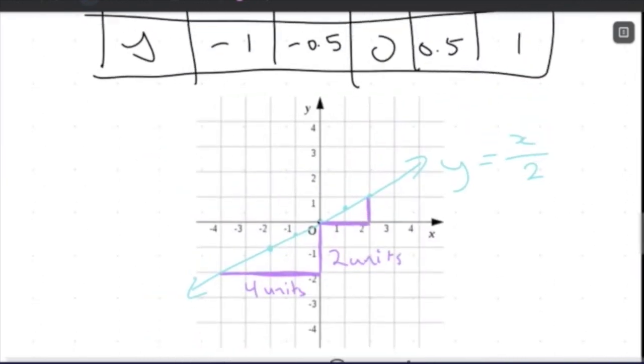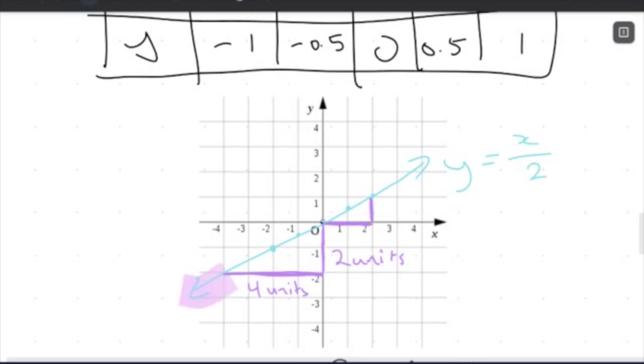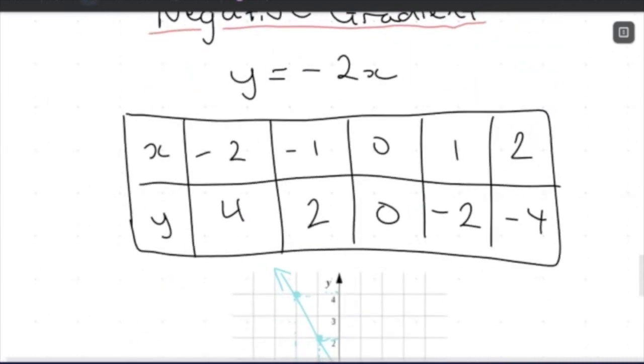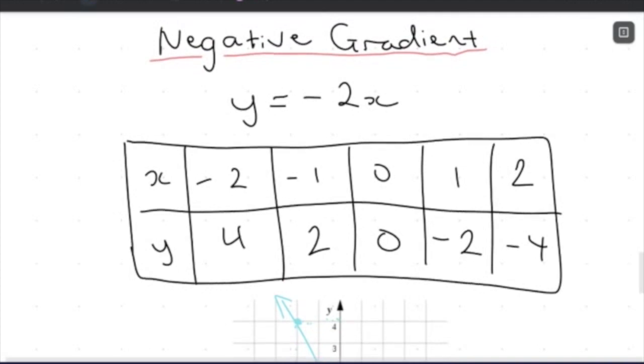Let's compare this to this one. Here, as our x went up, our y went up as well. Here it's a little bit different. And the only thing we've changed in the linear equation is this negative.